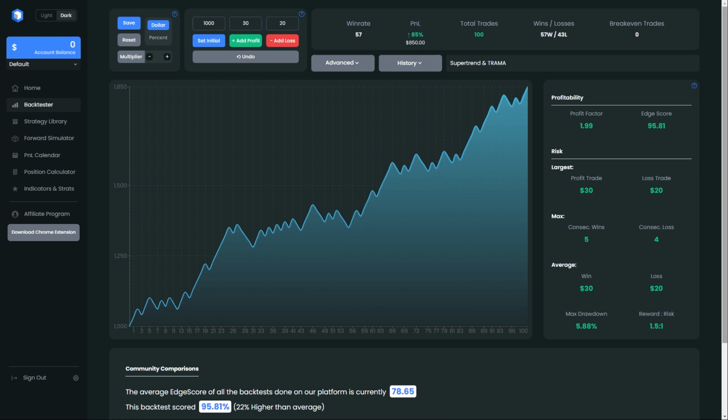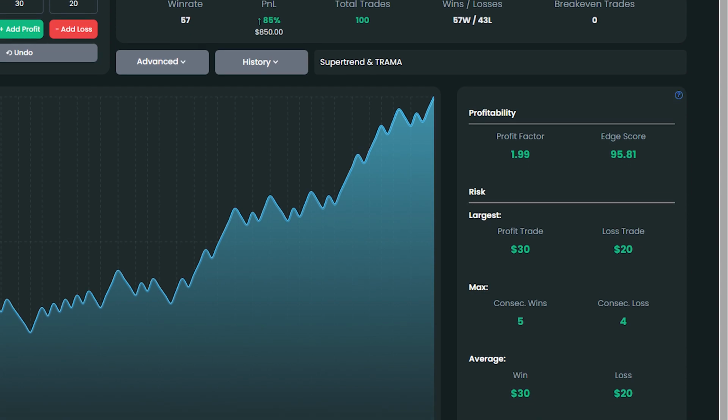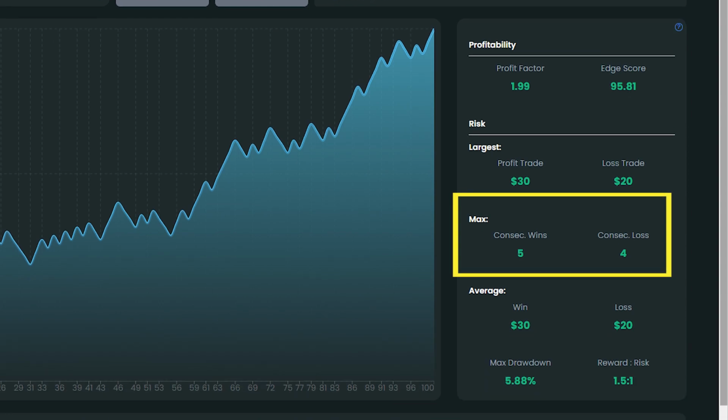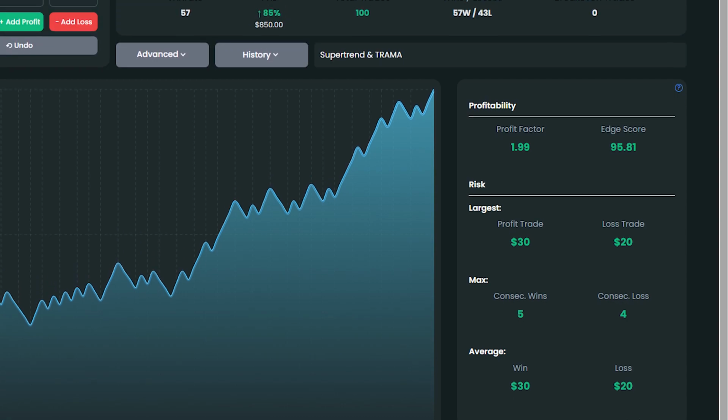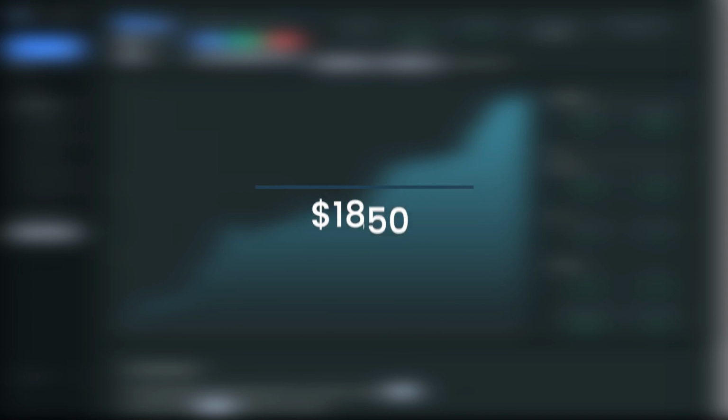Now we can see the result of this strategy. This Supertrend and Trema combination has 57 profit trades and 43 loss trades. It means on a 1:1.5 risk reward ratio, this strategy has a 57% win rate. The consecutive profit is 5 trades in a row and the consecutive loss is 4 in a row. The account starts from $1,000 and has 85% account growth. So our last balance is $1,850.